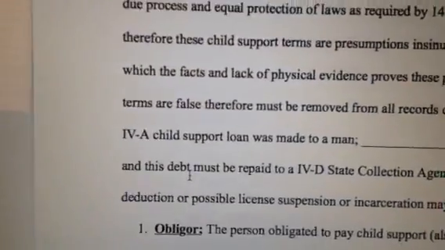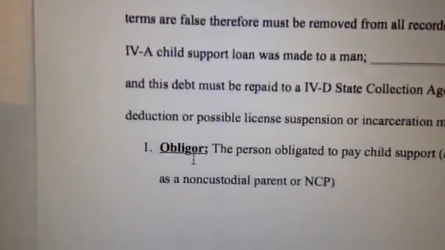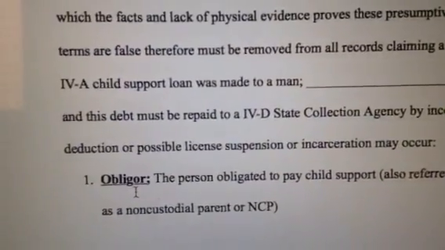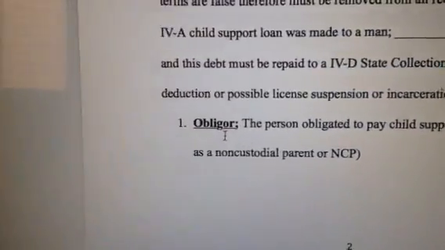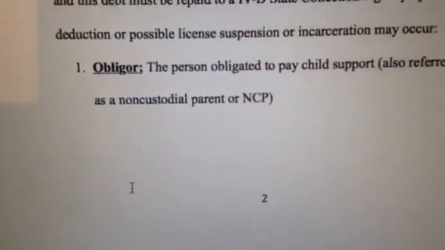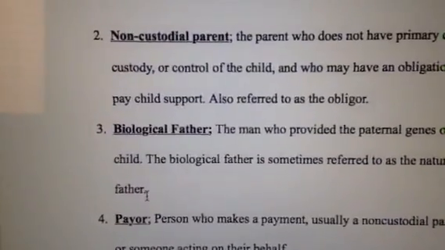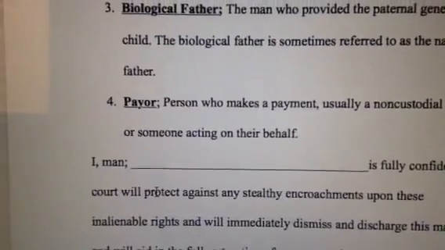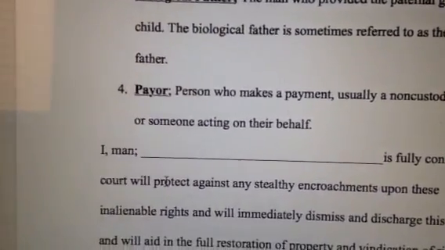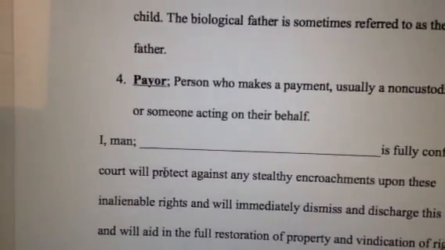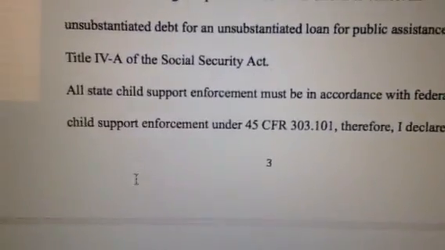All right, so I went to the glossary. Obligor is a person. This is from the glossary, by the way. These are their terms. An obligor, non-custodial parent, biological father, and payor. We're telling them that you're not allowed to be called any of that. You're going to put your name here again, and I'm running out of time. I've got like a minute and a half here.